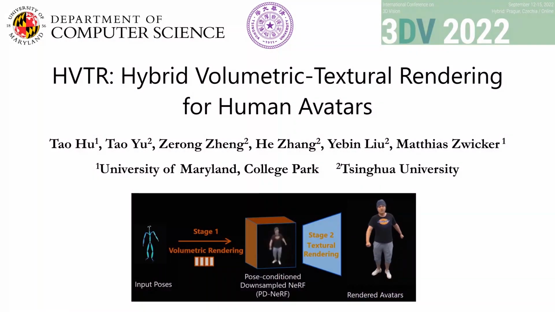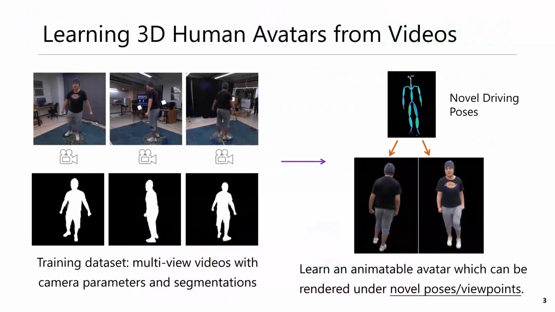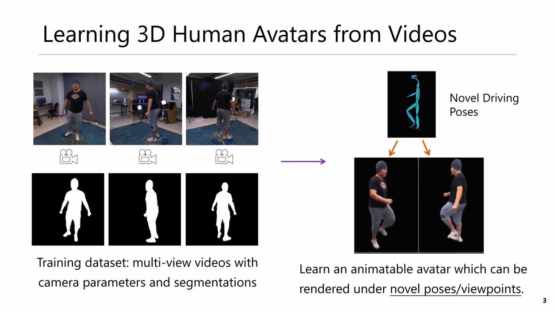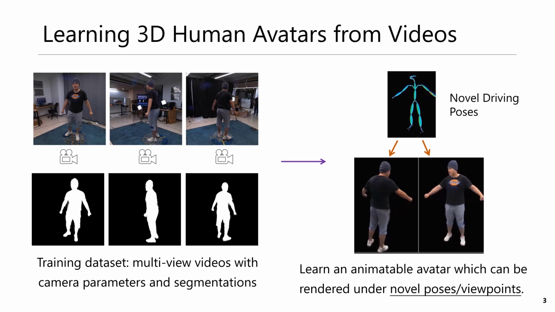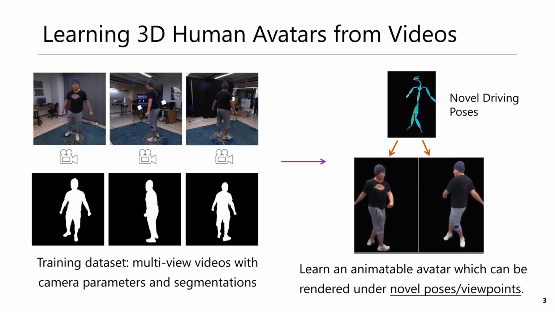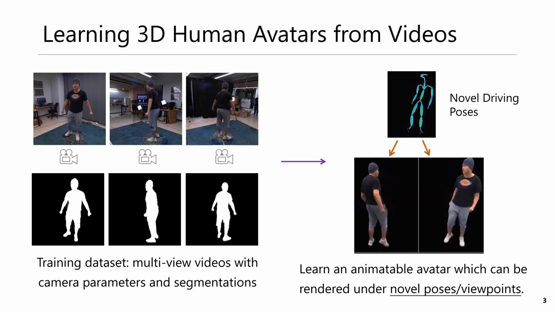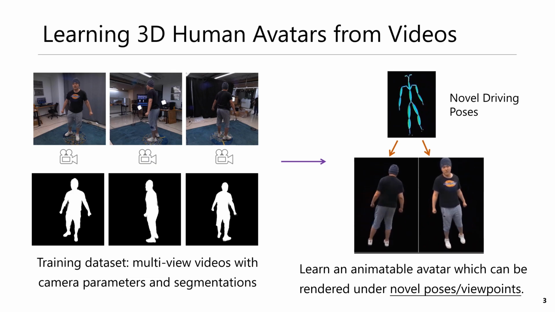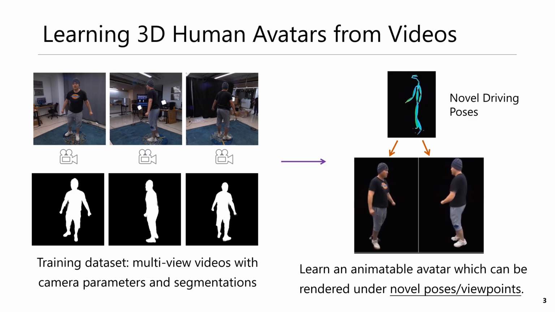Hello everyone, I will introduce our paper, HVTR, Hybrid Volumetric Textural Rendering for Human Avatars. Our goal is to learn 3D human avatars from videos. Given a training dataset of multi-view videos with camera parameters and human segmentations, we learn an animatable avatar, which can be rendered under novel poses from arbitrary viewpoints.